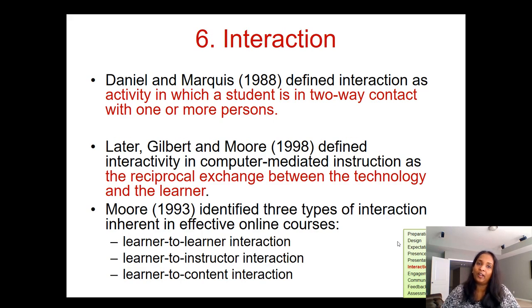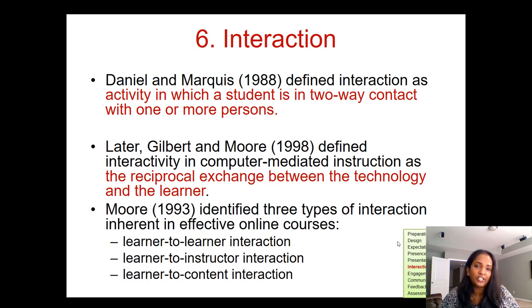Moving on to the sixth one, interaction. This is very, very essential in an online course. Daniel and Marcus define interaction as an activity in which students are in two-way contact with one or more persons. And then Gilbert and Moore later defined it, specifically for computer-mediated instruction, as a reciprocal exchange between technology and the learner.